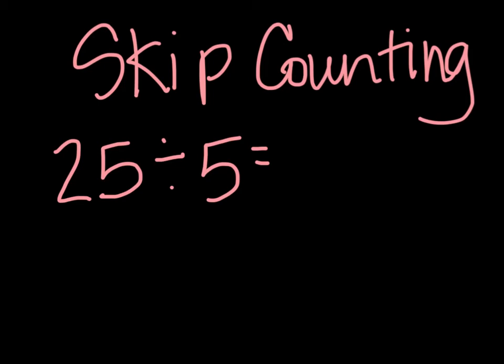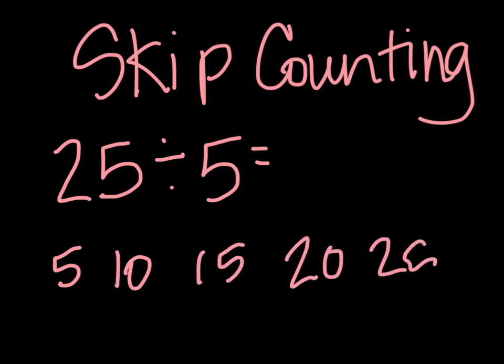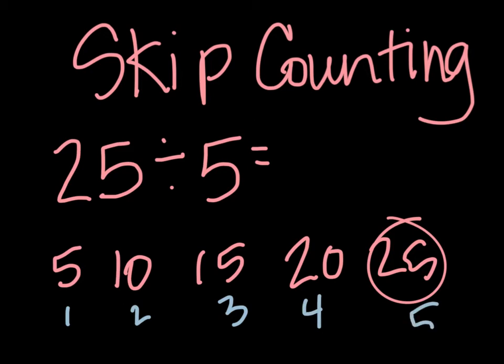So what we could do to figure out what the quotient is, we're just going to start counting by 5s until we get to 25. So we're going to say 5, 10, 15, 20, 25. Now, because I've hit 25, I'm going to stop, and I'm going to count how many numbers I have written. So I've got 1, 2, 3, 4, 5. So the quotient in 25 divided by 5 would be 5, because when I skip counted by 5, I skip counted 5 times to get to 25.